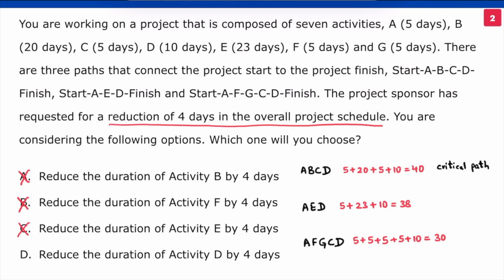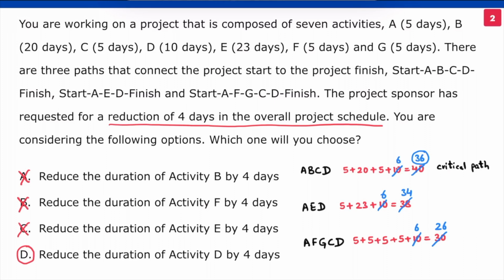Still, let's reconfirm. If we reduce the duration of D by 4 days, the duration of all 3 paths gets reduced by 4 days. A, B, C, D is 36 days. A, E, D is 34 days. A, F, G, C, D is 26 days. The critical path is still A, B, C, D, but its duration is now 36 days, 4 days less than the original 40 days. D is the correct choice.